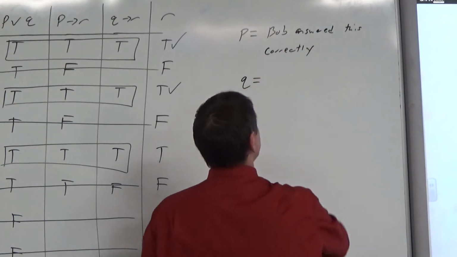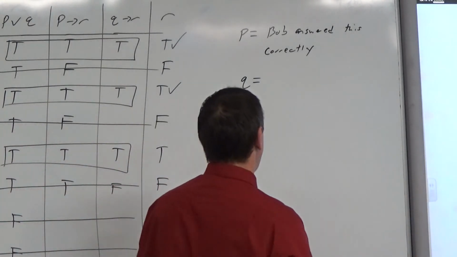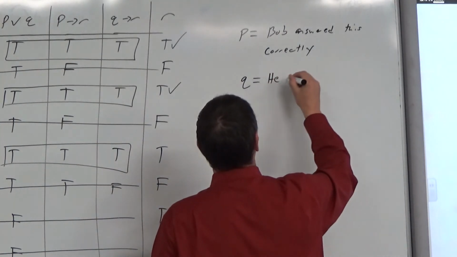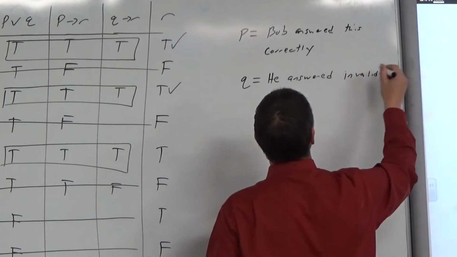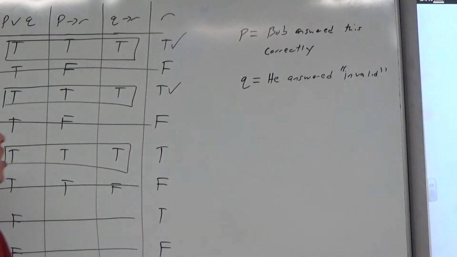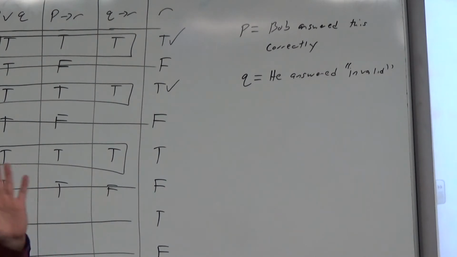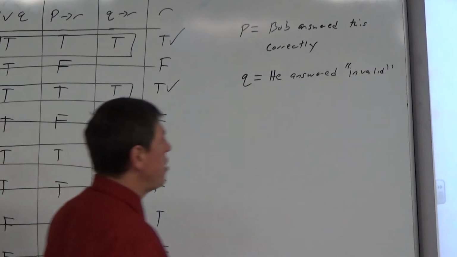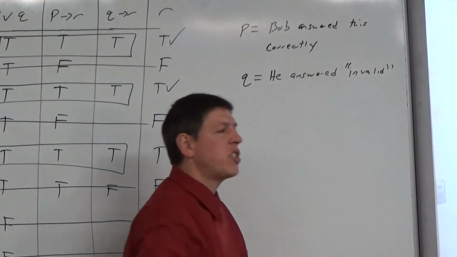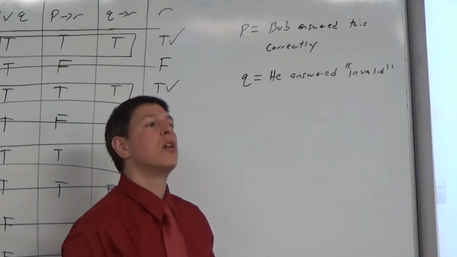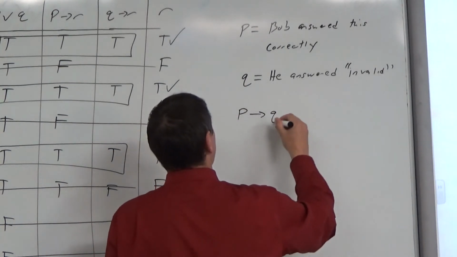What's the other statement that comprises this argument form? He answered invalid. He did answer invalid. Just like we did at the beginning of class on Monday, we define statements using variables. Everybody can do that. Now let's see if we can write this in one of the forms. If Bob answered this correctly, he answered invalid. How would I write that symbolically using our definitions? P implies Q, perfect. So symbolically, P implies Q.